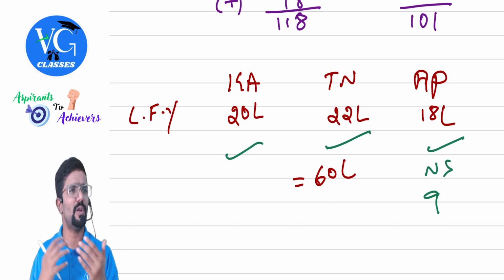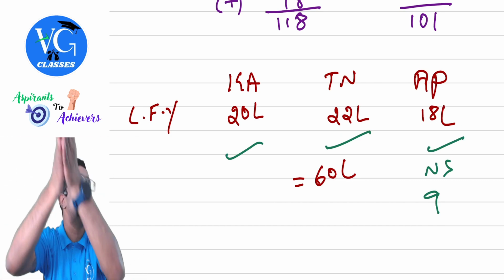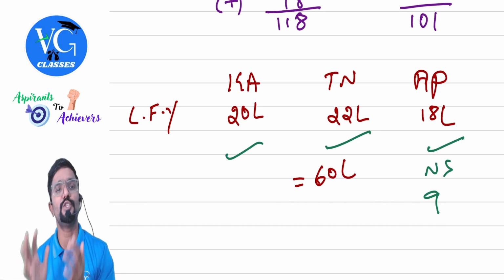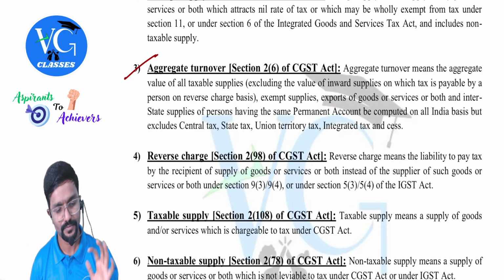Is that clear? But normally how we calculate is, we will calculate branch wise. Later we will aggregate it. So for checking, we should always look for the aggregate figure, not individual figures.